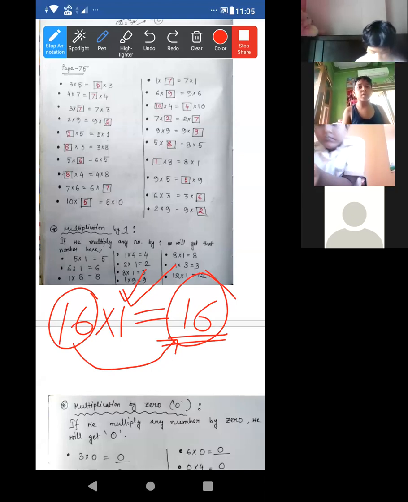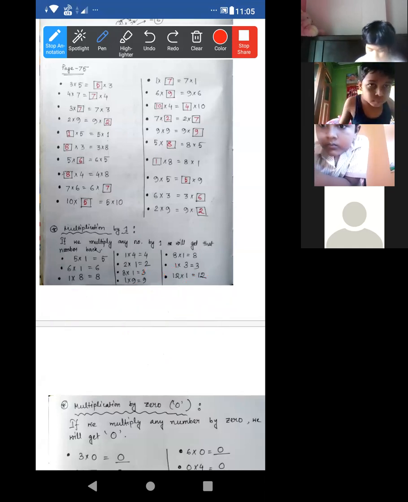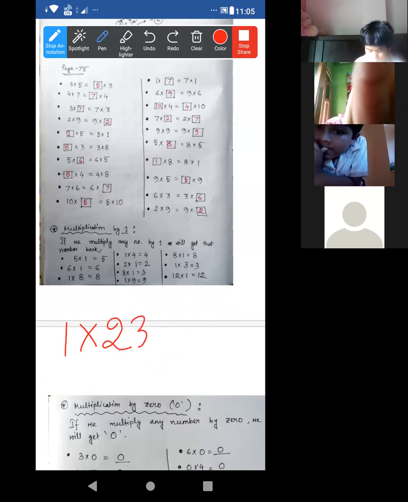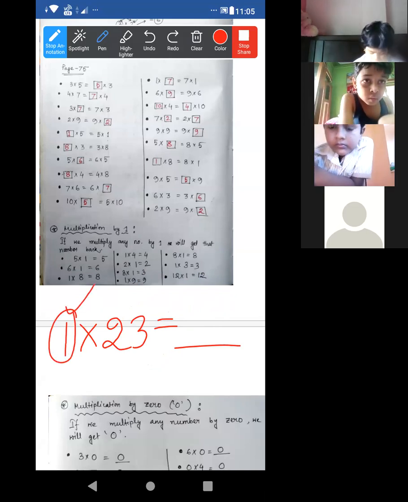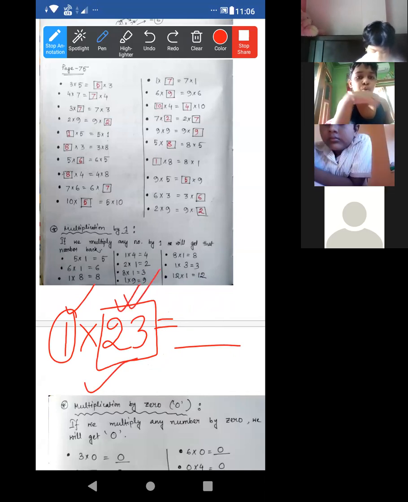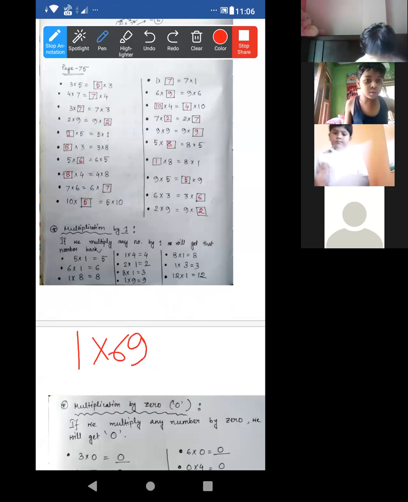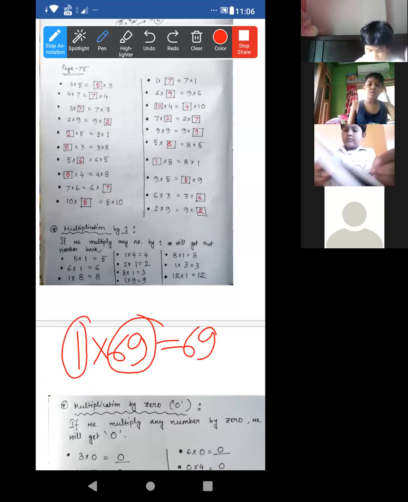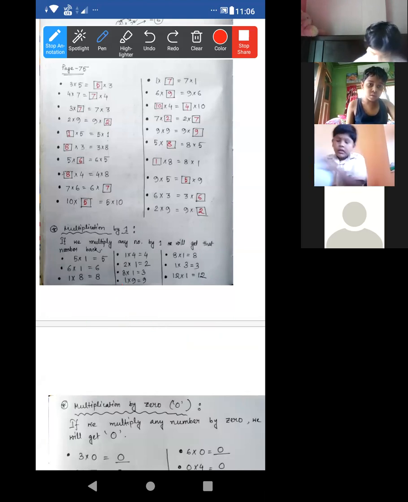Suppose, and it doesn't matter, 1 is in the last position or in the first position, okay? Suppose 1 into 23. Then also what will be the answer? 1 by 1 we are multiplying, so that number will be back. To which number we are multiplying? To 23. So this 23 will be back. Understood? Suppose 1 into 69. Then we'll get this 69. If we multiply any number by 1, then ultimately we'll get that number back. This one is clear to all of you?